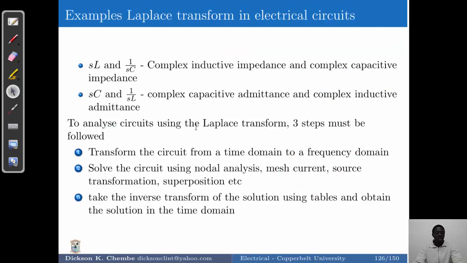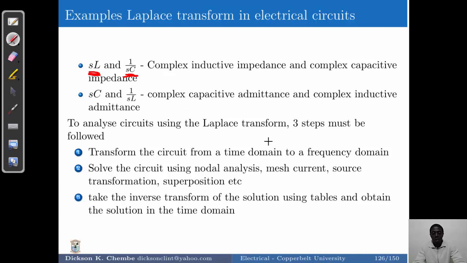And then to solve now, first you have to understand that we identify these two, which are sL and 1 over sC, as the complex inductive impedance and complex capacitive impedance. So this is the inductive impedance, and this is the complex capacitive impedance. And sC and 1 over sL are also called complex capacitive admittance and complex inductive admittance, respectively.